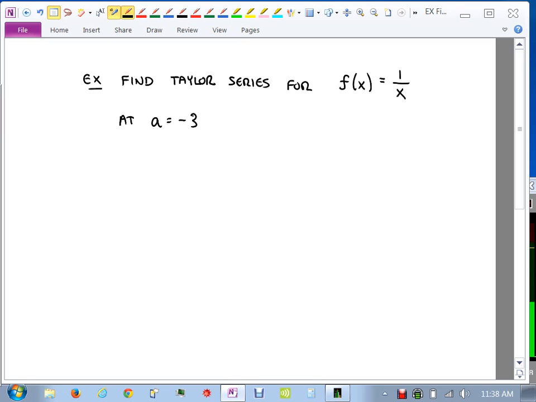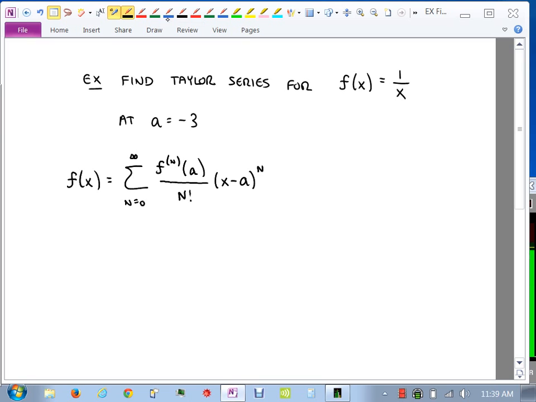Let's first start by getting the formula for a Taylor series. So f of x equals the sum of the nth derivative at a over n factorial times x minus a to the n. So now we actually have an a. We're given an a, aren't we? Maclaurin, a is always 0, right?